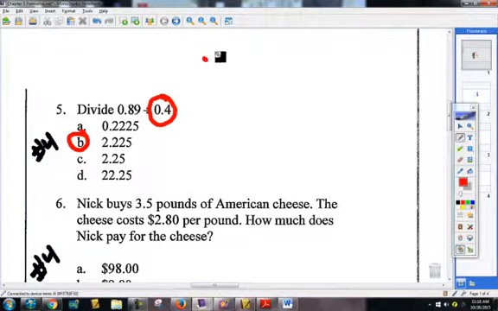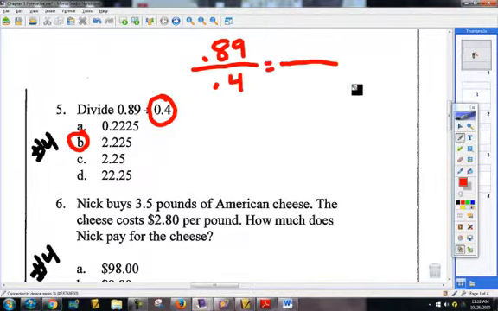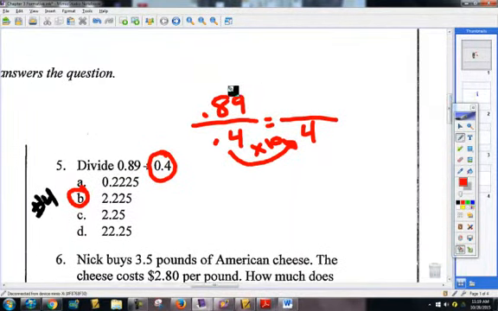So remember, we can think of all division problems as fractions, right? So what am I going to change 0.4 to? 4. We're going to change it to actually be a denominator or a divisor of 4, the whole number 4. What did I do to make 0.4 become 4? Yep. Times 10, or I just moved it once, which means 10, correct? Okay. So what am I going to do to 0.89 then? Times it by 10. I'm going to do the same exact thing, and that's going to become 8.9.